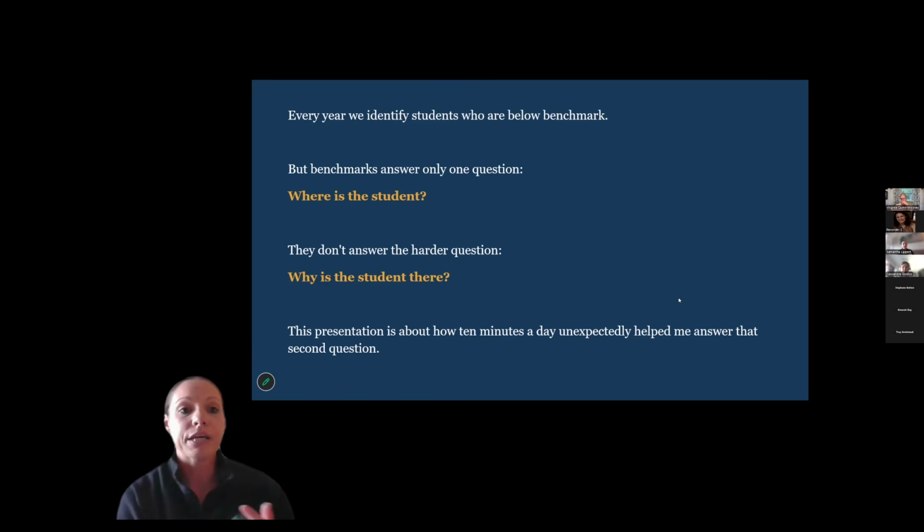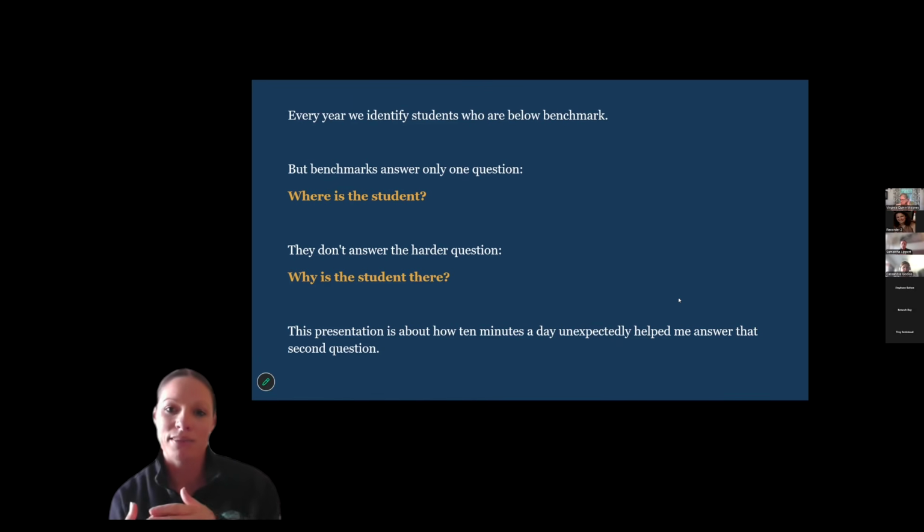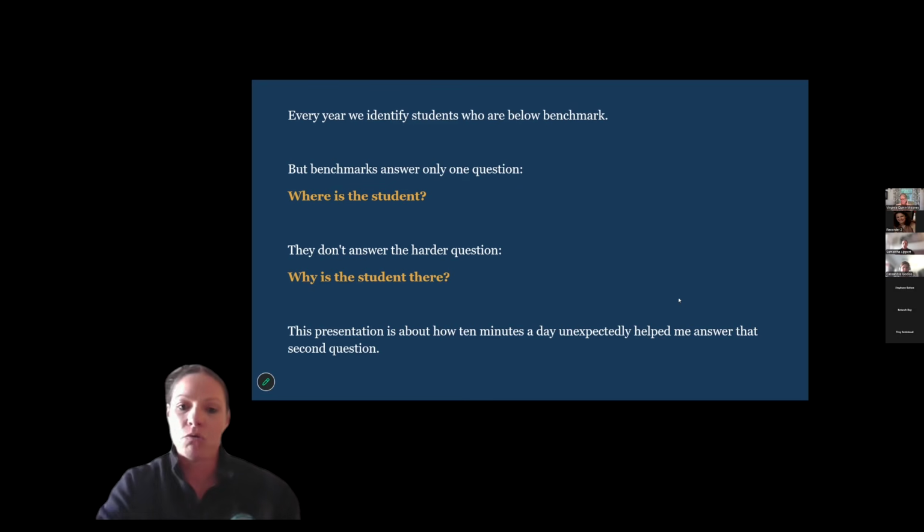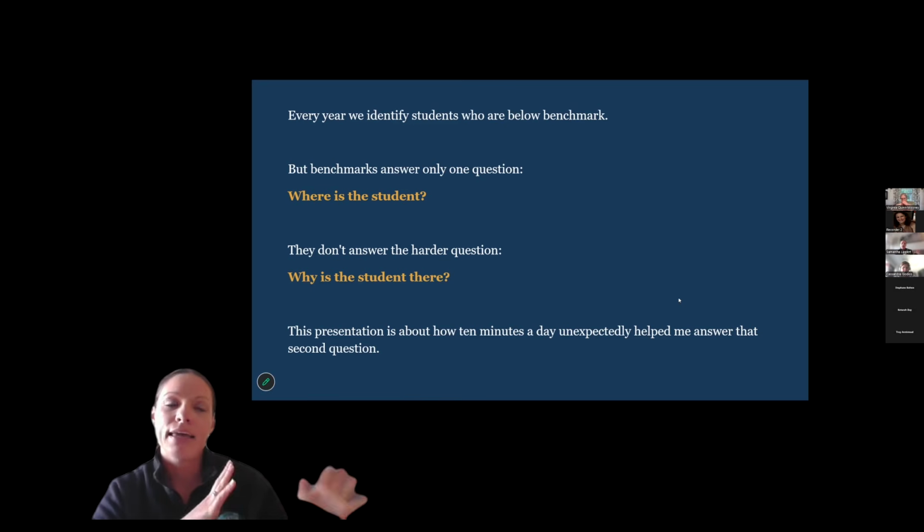Every year, we identify students who are below benchmark. Every grade level has that benchmark number. When it comes to third grade, that benchmark number for oral reading fluency at the end of the year is 112 words per minute. That was part of the title of the session. But benchmarks only answer one question, which is where is that student? It doesn't answer the harder question of why is that student there? So throughout this presentation, you're going to hear where my students were at, and I'm going to be able to figure out why some of those students were where they were at.